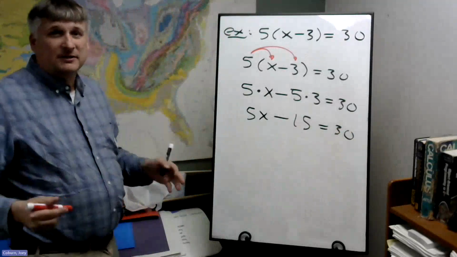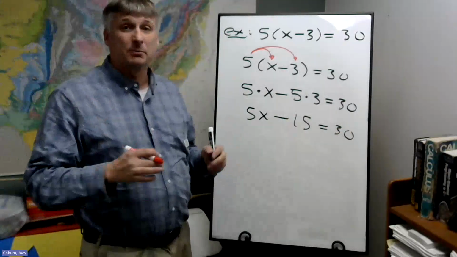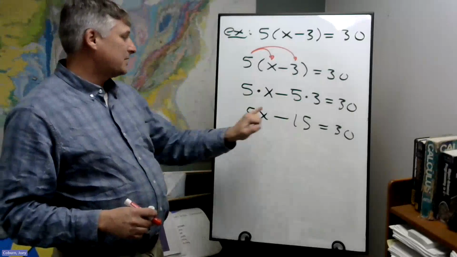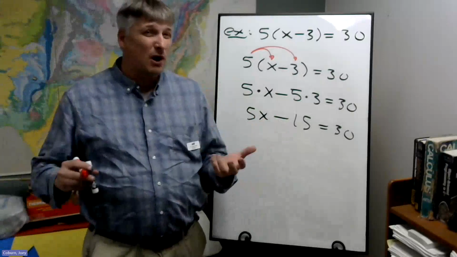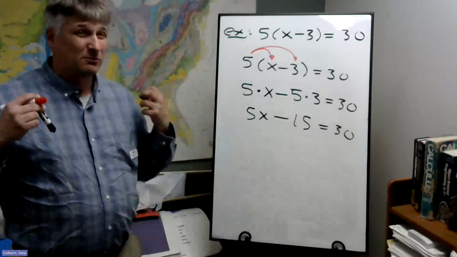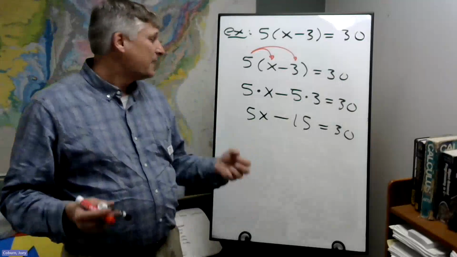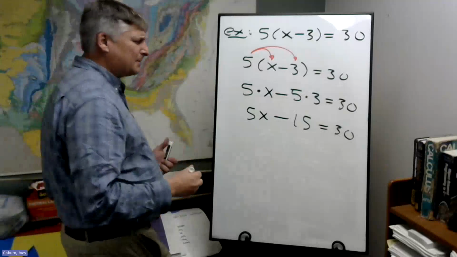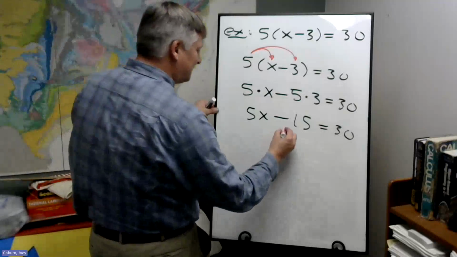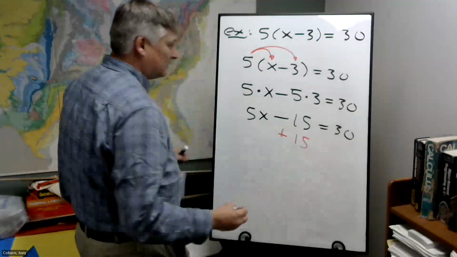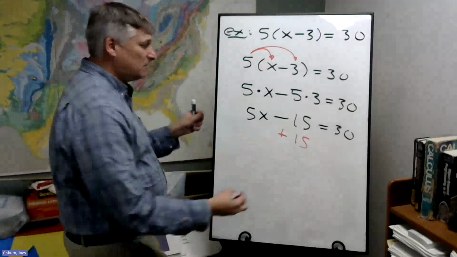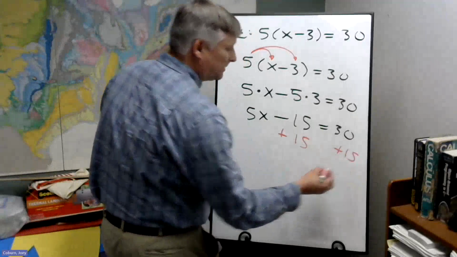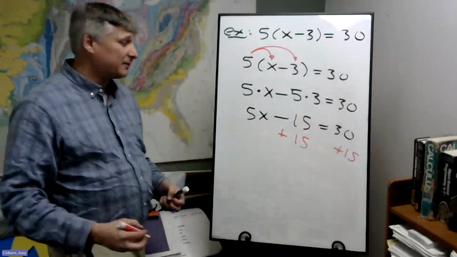Now we want to solve for x, and this is now a 2-operator problem, a multiplication and a subtraction. And remember, for 2-operator problems, we get rid of the addition or subtraction first, then we deal with multiplication or division. So the opposite of subtracting 15 is adding 15. But if we add 15 here, we've also got to add it here. What we do to one side, we have to do to the other.